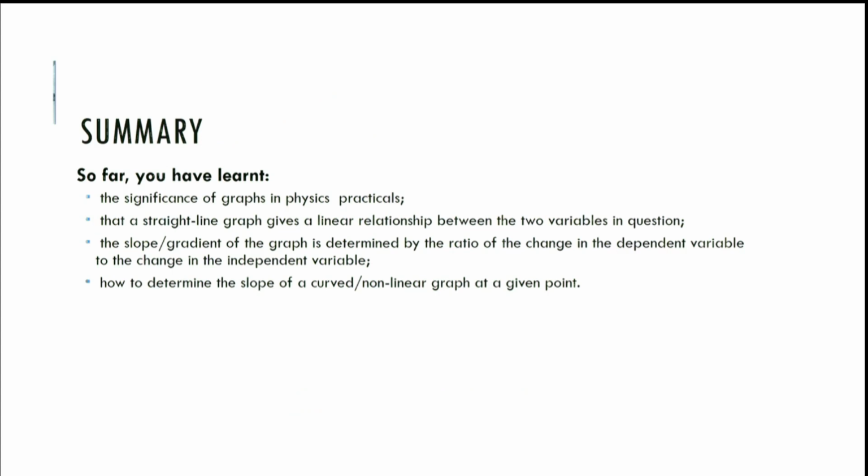In summary, so far you have learned the significance of graphs in physics practicals, and you have also learned that a straight line graph gives a linear relationship between the two variables in question. You have also learned the slope of the graph is determined by the ratio of the change in the dependent variable to the change in the independent variable. And finally, you have learned how to determine the slope of a curved, which is also a non-linear graph, at a given point. That is the end of this unit titled Measurements and Graphical Methods.